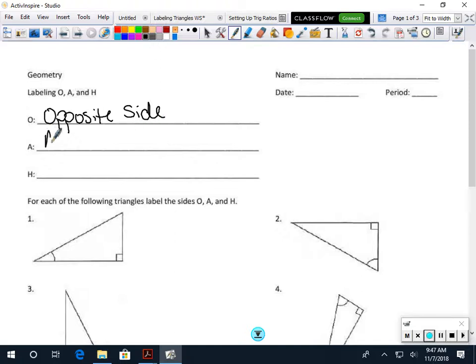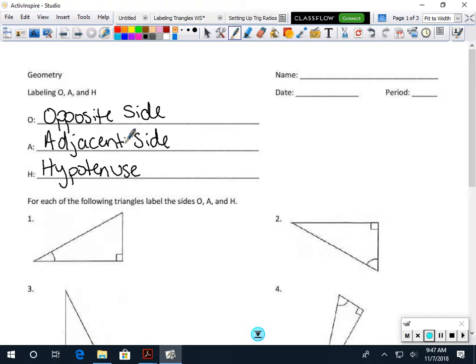A stands for the adjacent side. And this is going to be the side that's closest to the angle that we're using in the problem. And then H is the hypotenuse. The hypotenuse is always the side that is across from the right angle. The hypotenuse is always the longest side on the triangle.